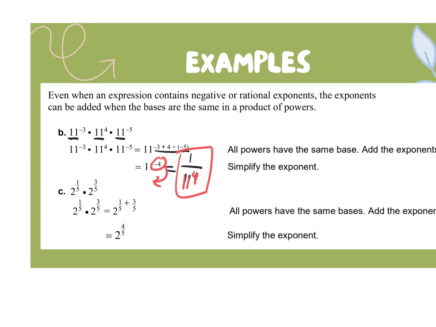Now with a rational exponent, if I have 2 to the 1/5 times 2 to the 3/5, that's the same as 2 to the 1/5 plus 3/5. You can add the exponents because they both have a base of 2. So then you get 2 to the 4/5, and you can just leave it alone like that. There's a way to rewrite this, but we'll get to that in a later section, so don't worry about the fractions for now. As long as you combine everything that can be combined, you have your final answer.